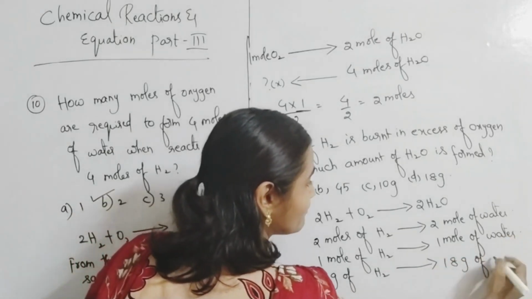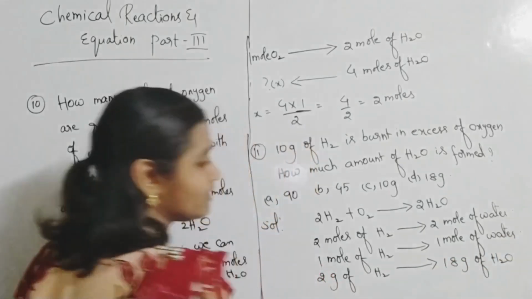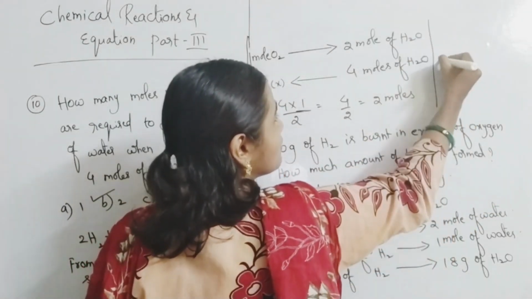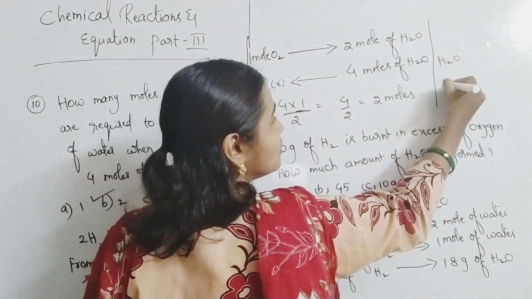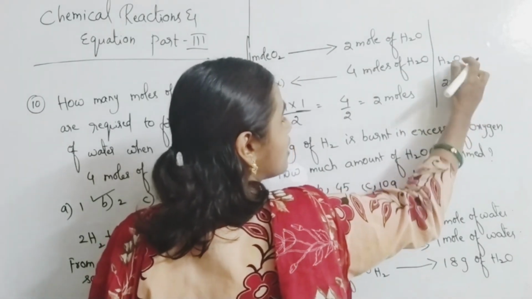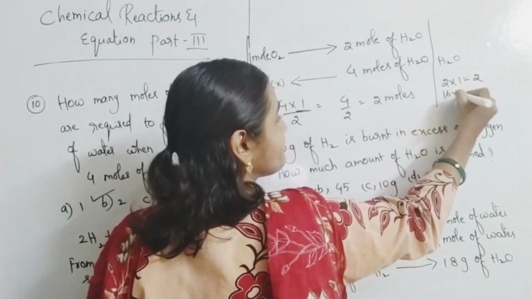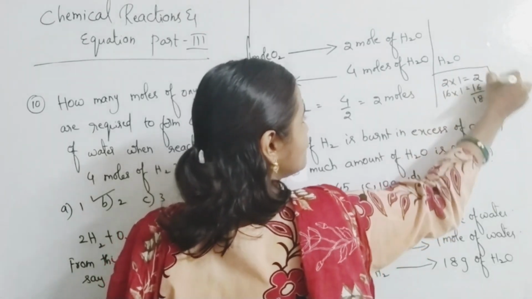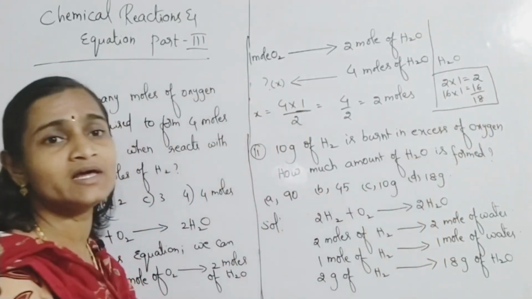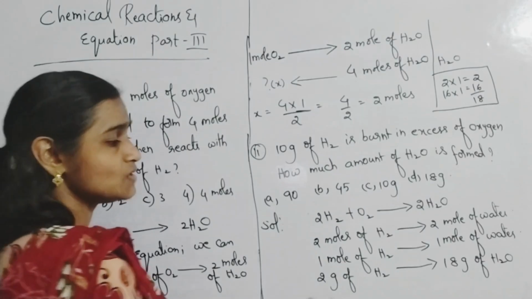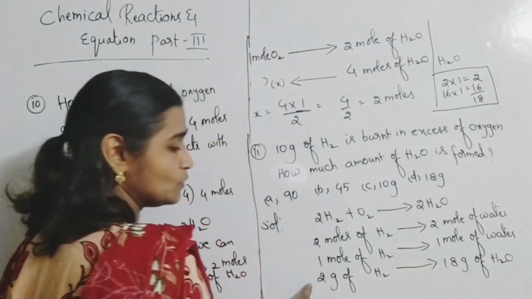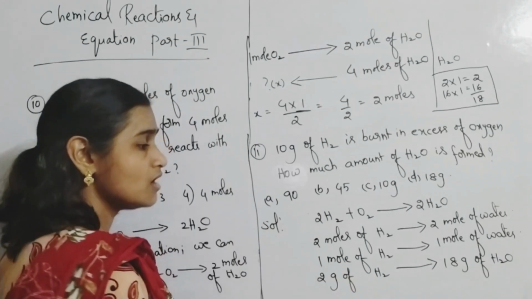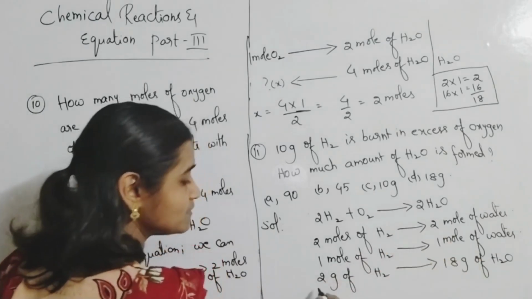What is the gram molecular weight of water? 18. H2O. Do you remember H2O? I'll just do it here. For water, hydrogen 2, 2 into 1 is 2. Oxygen is 16, 1 oxygen atom is there. So 2 plus 16, how much? 1 mole of water has how much gram molecular weight? 18 grams. So I am writing here 18 grams. 2 grams of H2 is giving out 18 grams of water.